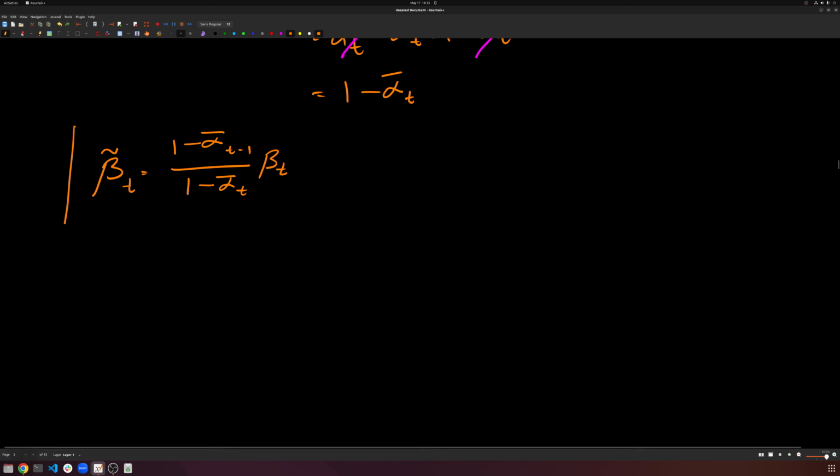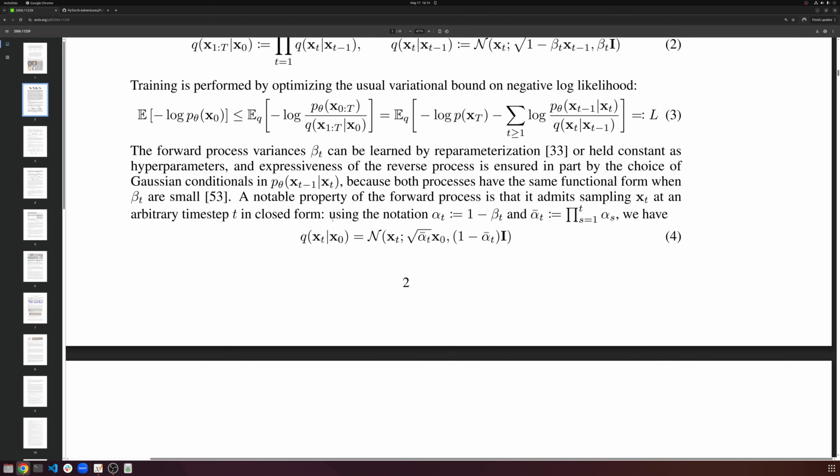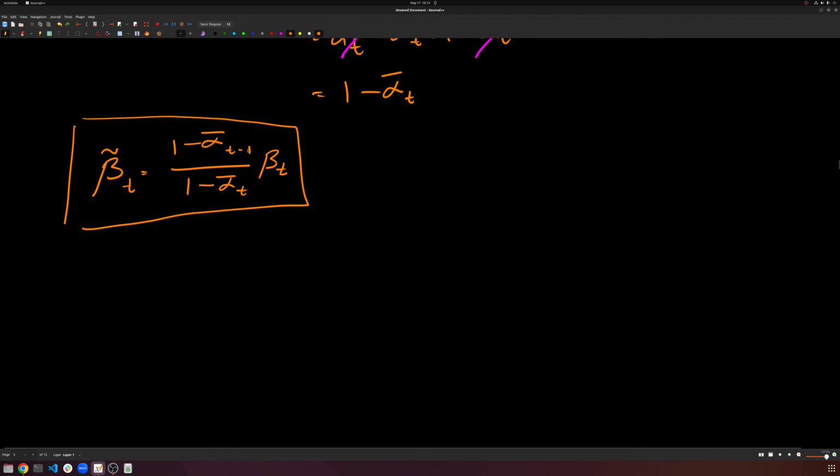And so this is a very, very important equation, and we see it show up right here in the paper, right? If you scroll down just a little bit more, you can see right here, beta tilde t is (1 minus alpha hat t minus 1) over (1 minus alpha hat t) times beta t, which is exactly what we got. So it's looking promising. Looks like we're on the right track.